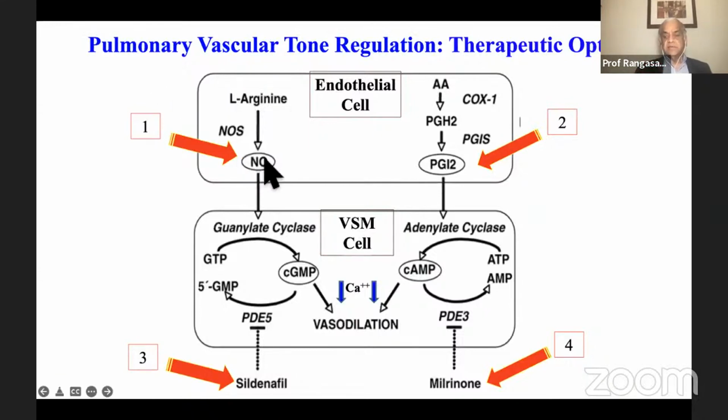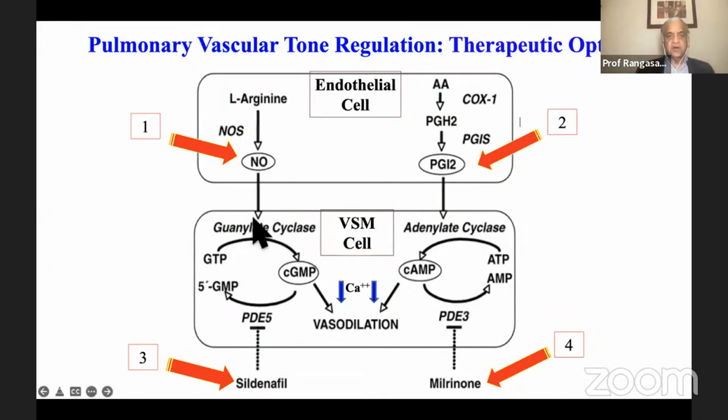Once nitric oxide is formed, it diffuses from the endothelial cell into the adjacent vascular smooth muscle cell. The most important thing for nitric oxide to work is guanylate cyclase. Without it, no matter how much nitric oxide you have, you're not going to get a good response. So always think of nitric oxide and guanylate cyclase as one system, as one molecule.